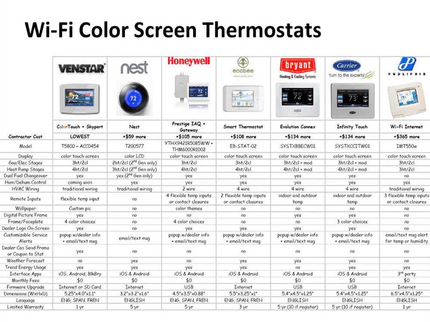Ecobee is 3. The Carrier and Bryant is a 5-year warranty, although if you register the thermostat along with your furnace and AC unit at the time of purchase, it actually jumps up to a 10-year warranty. So that's really the best warranty in the industry in that regard.